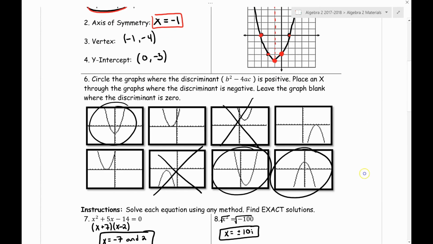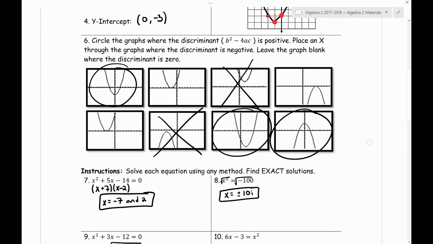Feel free to stop the video at any time, as I will be going quickly through this. Now, circle the graphs where the discriminant is positive. When the discriminant is positive, remember the quadratic formula. If you need to sing the song, sing the song. When this discriminant is positive, you are adding and subtracting a positive square root. That's a decimal.